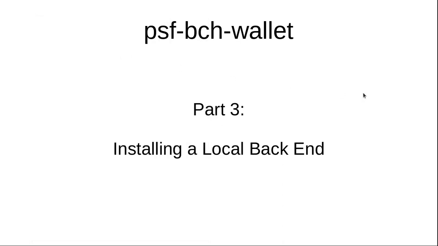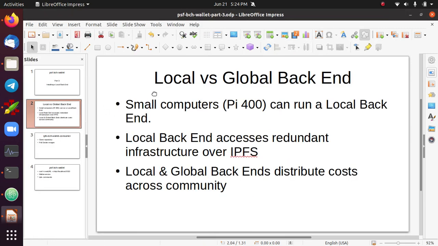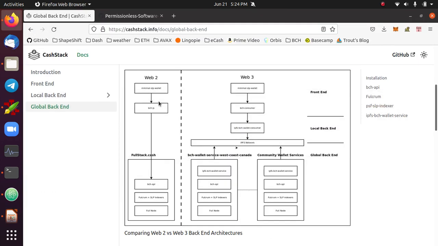This part 3 video is going to cover how to set up a local backend for psf-bch-wallet to talk to. There's a lot of advantages in doing this. So first, in order to understand the advantages, you need to understand the local versus the global backend. I'm just going to cover the highlights here, but the real explanation is on cachestack.info.